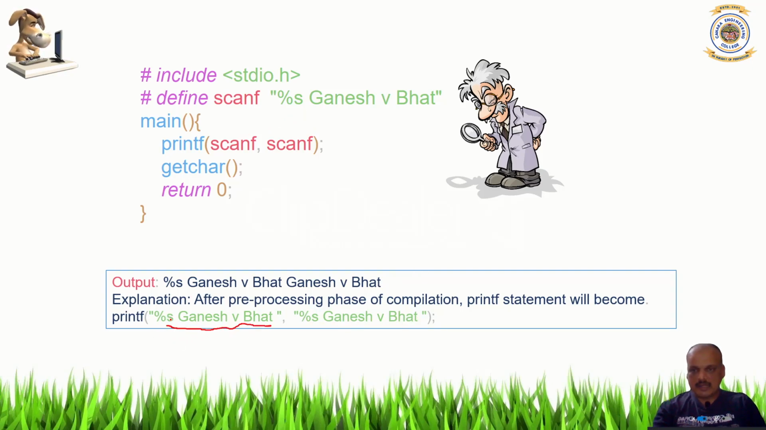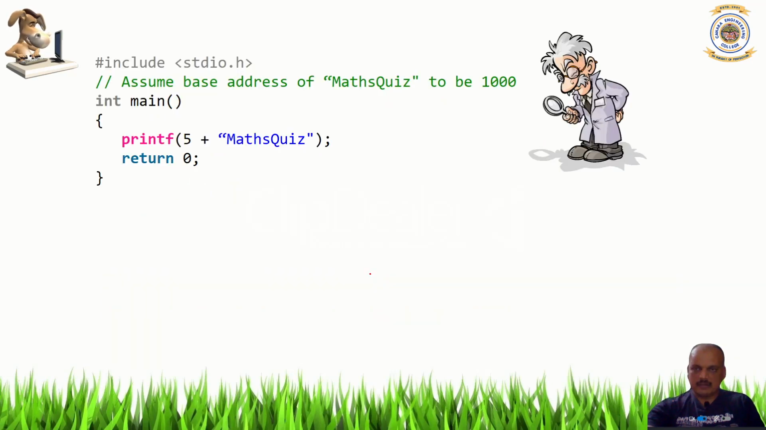It has percentage s, so it's looking for a string to be printed out instead of percentage s. What goes out there is percentage s Ganesh V Bhatt, and that's what gets printed out. And having completed this part, what remains is Ganesh V Bhatt, and we get that as the output as well. So that pretty much summarizes how a macro works and how you interpret a macro in your main code. Fine, let's look at another piece of code.